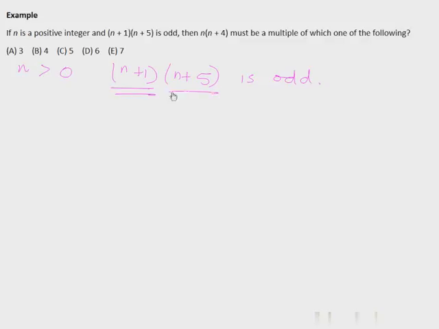N plus 1 into n plus 5 is odd. This is a product of two numbers and it is odd. We know the product can be odd only if both are odd. Odd and odd. That means n plus 1 is odd and n plus 5 is odd. Okay. N plus 1 is odd. So 1 less, that's n. N is 1 less, so it must be even. Because the odds and evens are alternating, right? 0, 1, 2, 3, 4, 5 and so on.